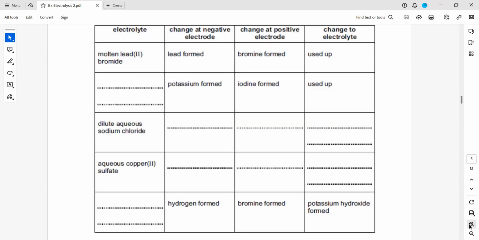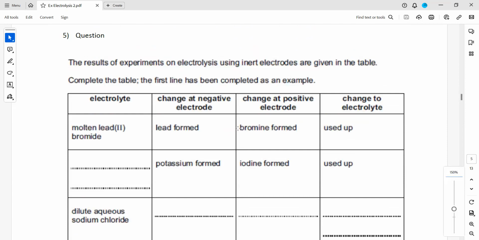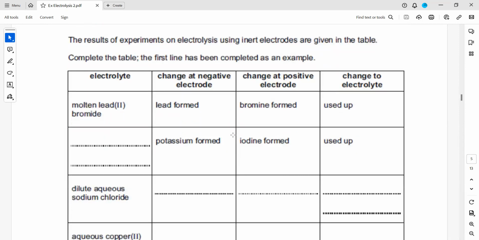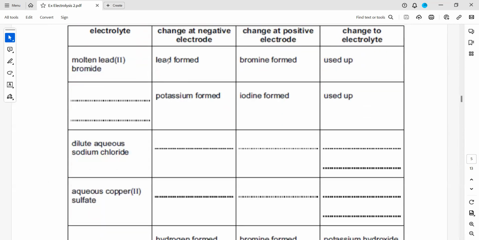Now, this one is a table which you have to complete. In some cases, the products are given and you have to name the electrolyte. In some cases, the electrolyte is given and you have to complete the product and the change in the electrolyte. The first row is done for you.